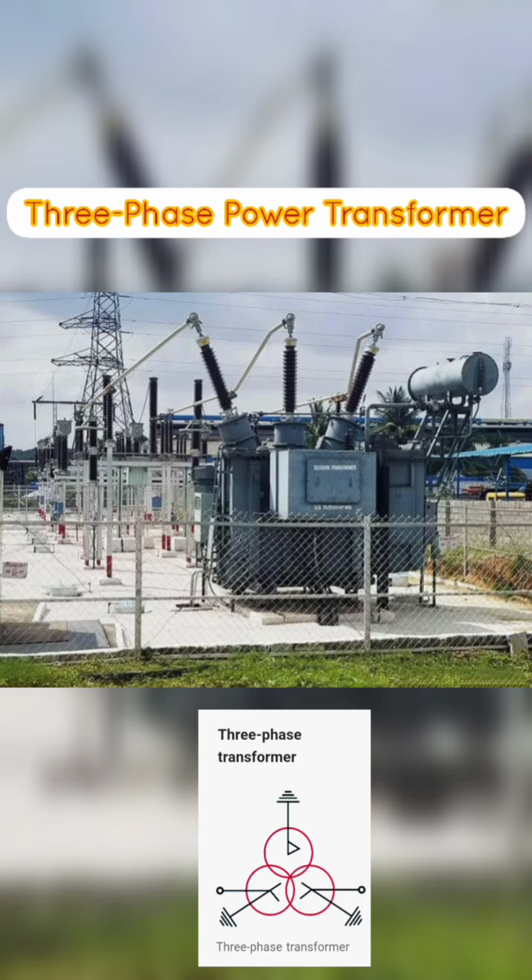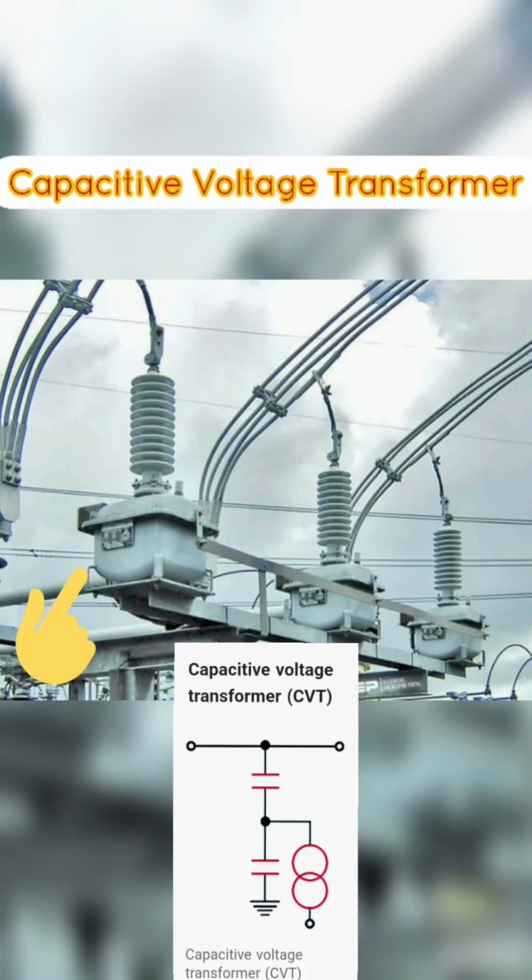The symbol for a three-phase power transformer consists of three legs, representing the three-phase windings, and two or three winding symbols, representing the primary and secondary windings. The number of winding symbols depends on the type of connection used for the transformer. The primary winding symbols are connected to the high-voltage power source, and the secondary winding symbols are connected to the load. The transformer symbol may also include additional markings such as the voltage and current ratings, tap positions, and other relevant data. Next we learn about capacitive voltage transformer.